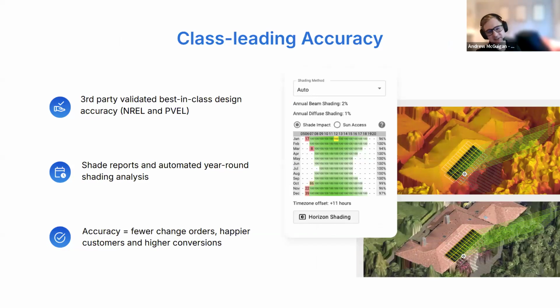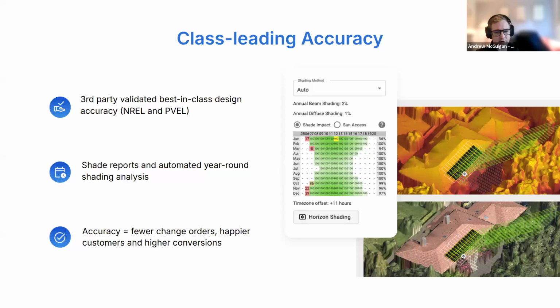We've got class leading accuracy here at OpenSolar too. The great thing about us is we're third party validated by NREL and PVAL. Shade reports are year round and automated, so when you're looking in each design, for each array you're going to get a nice table or toolbar that shows you the months of the year, the times of the day, and the average solar excess or shade impact, which you can toggle between. You'll even have these ray tracers, so you can click on that time of day and time of year to see exactly where the sun path is and what's impacting the system, even down to the module level.